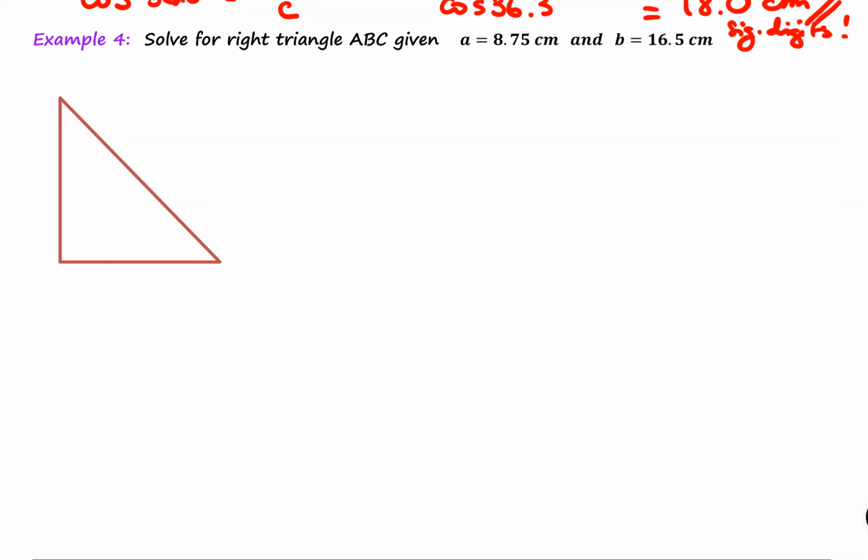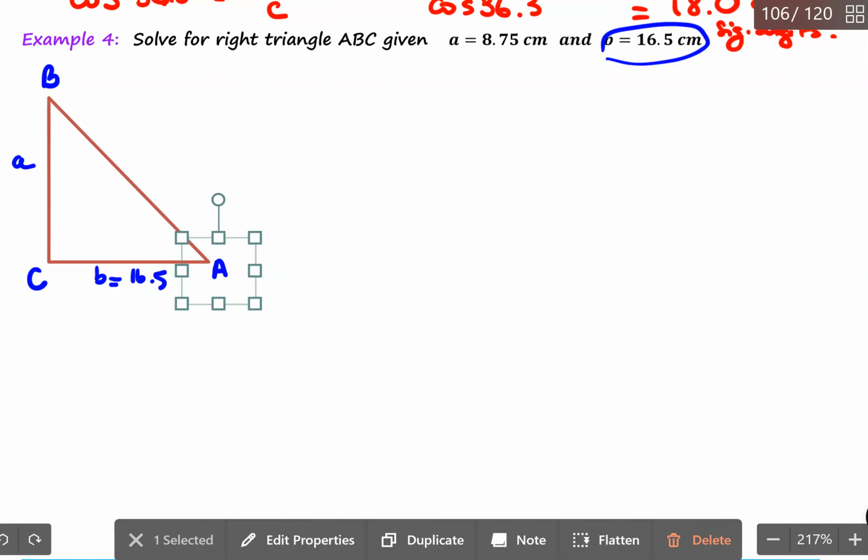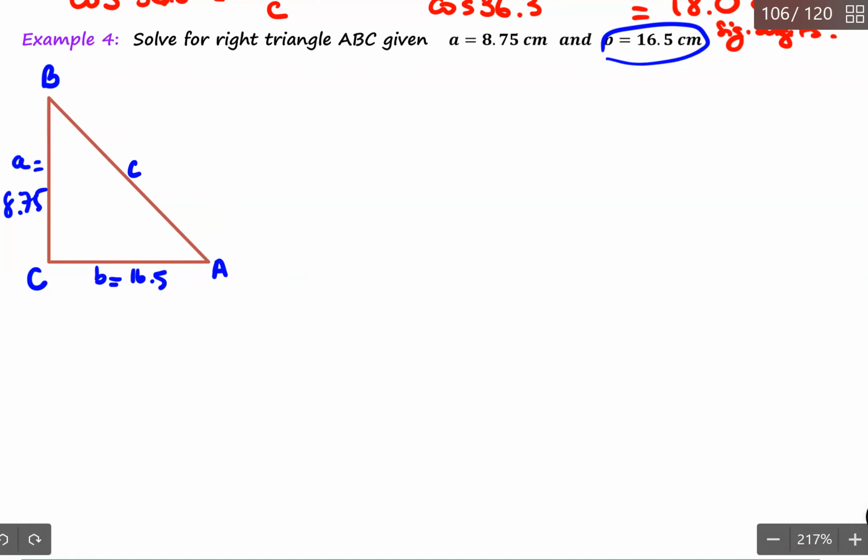So let's work with example number 4. Again, we make sure that we label our triangle first. I will label this one as C, always the 90 degrees angle. This is A, this is B. Opposite to B is the small letter b, which is given to me as 16.5. Opposite to A is the small letter a, which is given as 8.75. And C is the one that I have to look for.